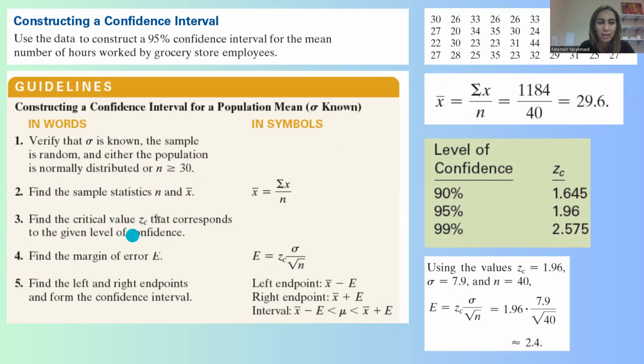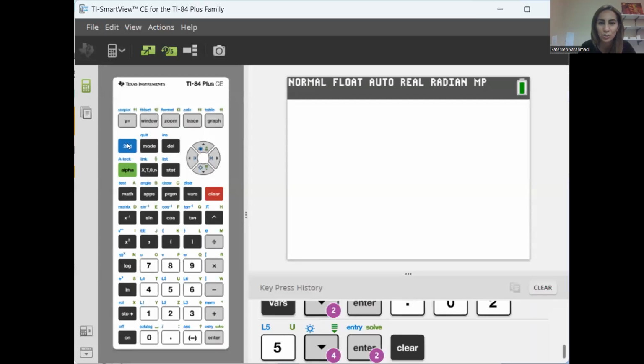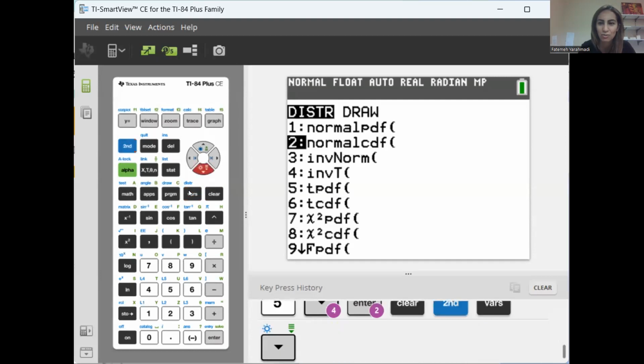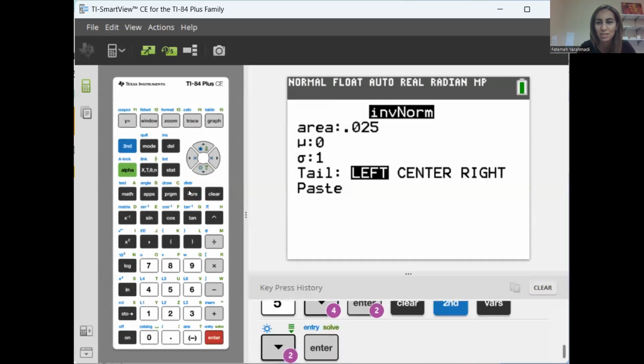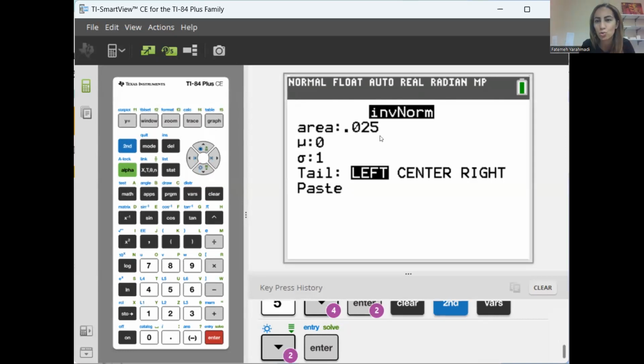In finding the critical value zc that corresponds to the given level of confidence, you have a 95% level of confidence. For a 95% level of confidence, the critical value is 1.96. And again, if you want to use your calculator, you need to go to second vars and find inverse norm. In the inverse norm, since it's a 95% level of confidence, the 5% of leftover area is divided in half, to the left and to the right. That's how you get 0.025.